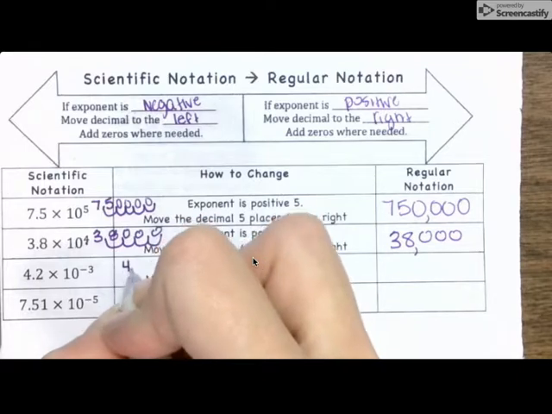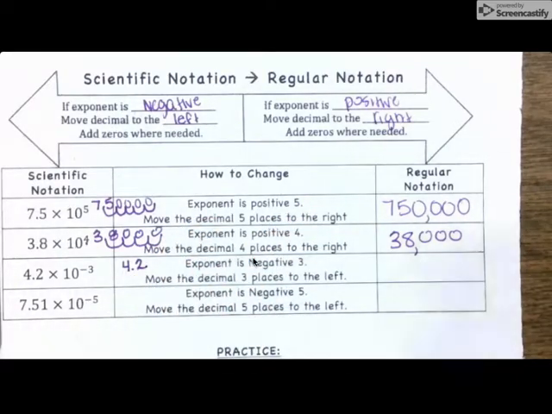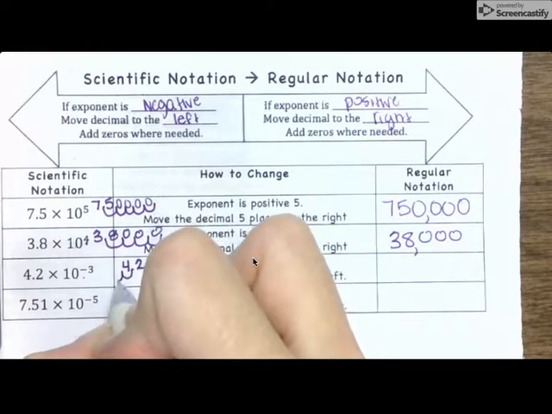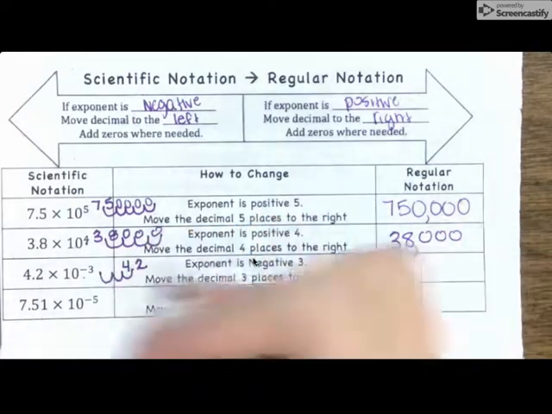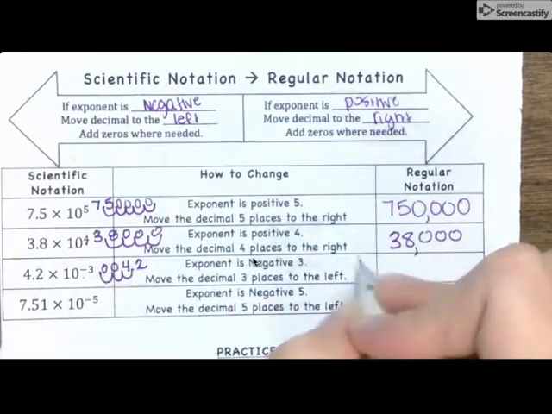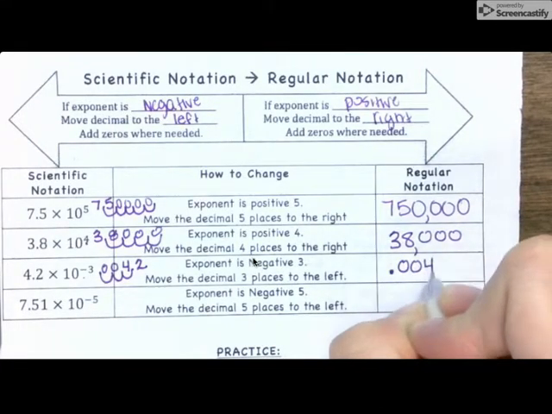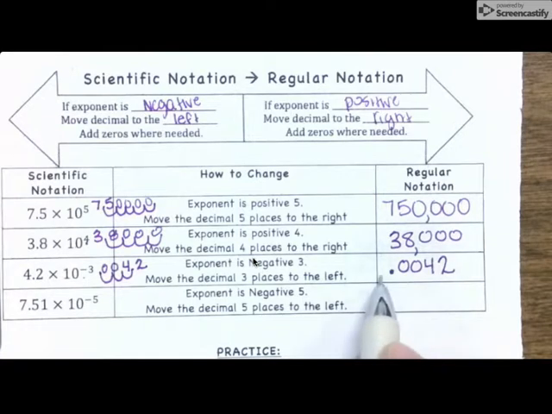This one I write 4.2. Because it is negative, I'm going to move it left 3 times. 1, 2, 3. Add my zeros. And if you want to add a 0 before the decimal, that's fine. If you want to leave this as is, that's fine.